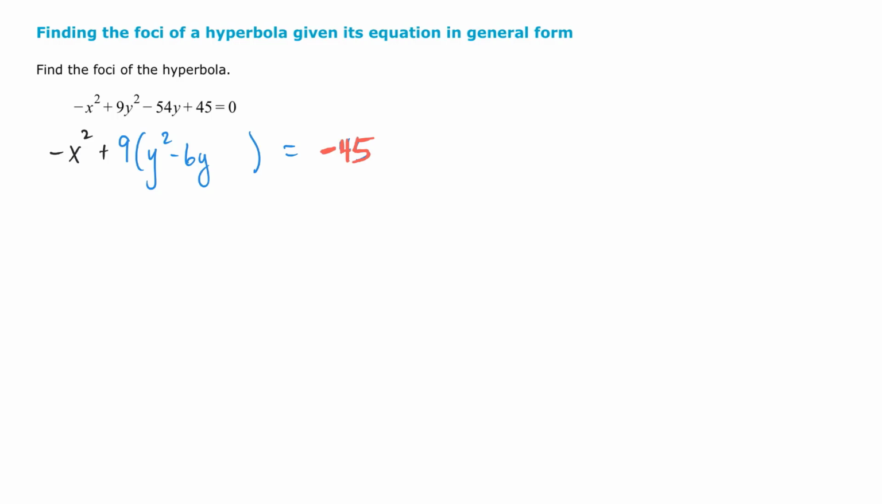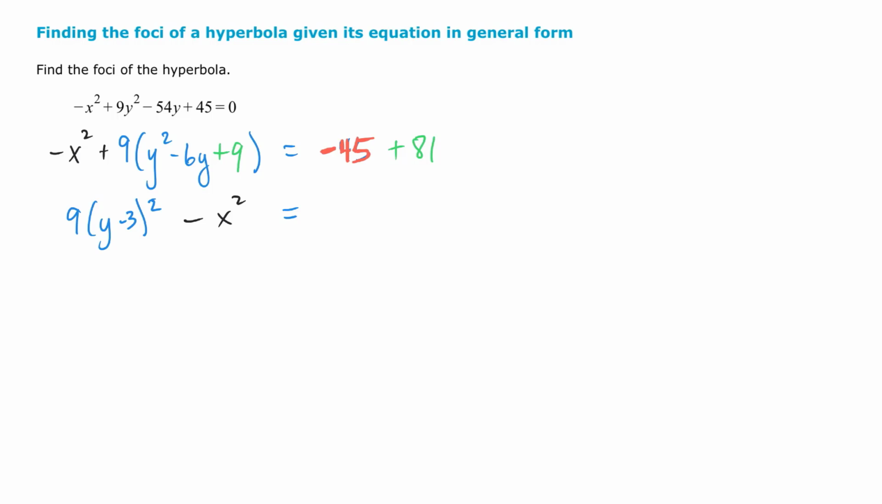To complete the square, we have to divide 6 by 2, which gets you 3, and then square it. And so you're going to add 81 to both sides. And then what do we have now? Well, we have 9 times y minus 3 quantity squared minus an x squared is now equal to, what do we have? 81 minus 45.